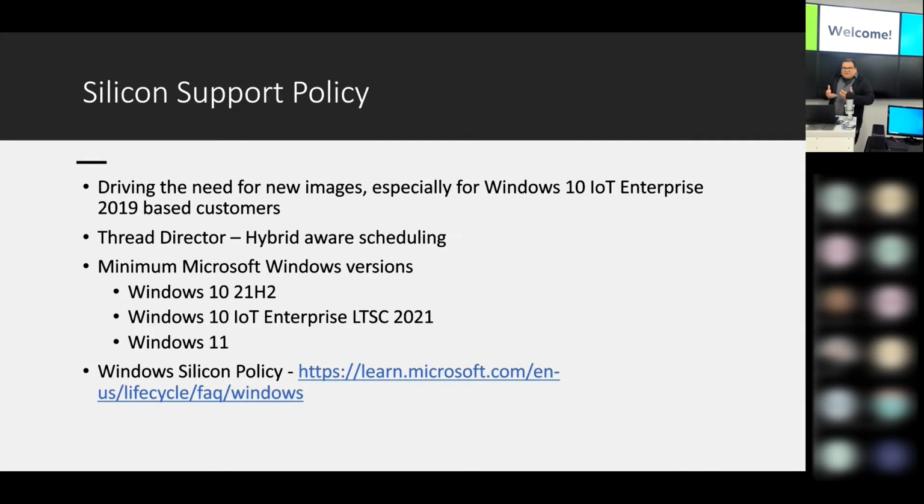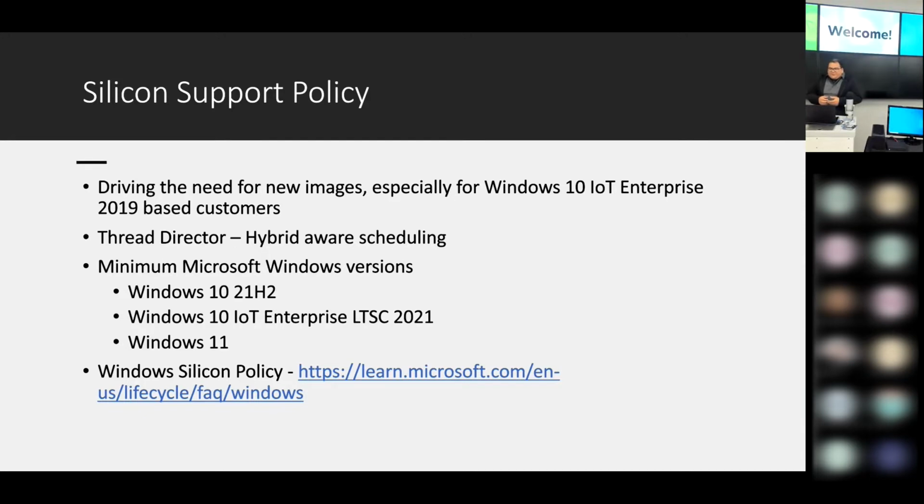So I talked about the new stuff, and I talked about it driving the need for change. And part of that need for change is the silicon support policy. The silicon support policy from Microsoft, I put a link at the bottom there, drives the need for new images, right? So if you're using an older version of Windows 10 and you want to be able to use these hybrid processors in a supported manner, you need a newer version of Windows, right?